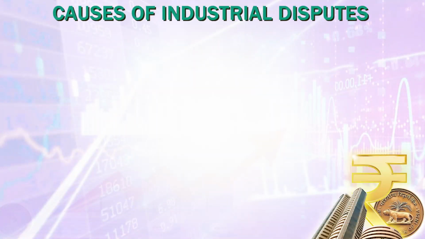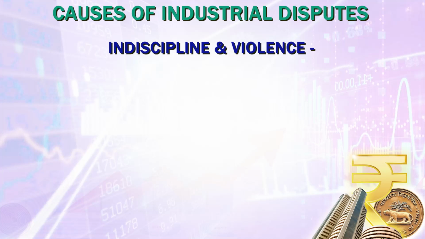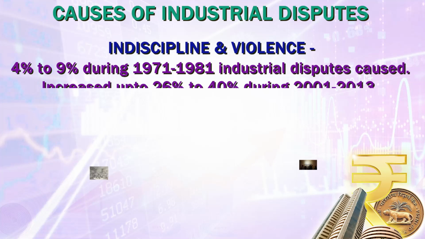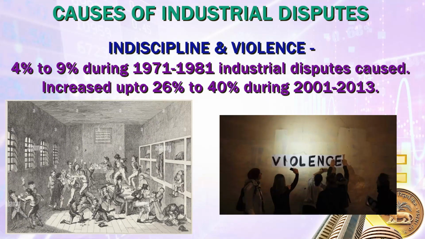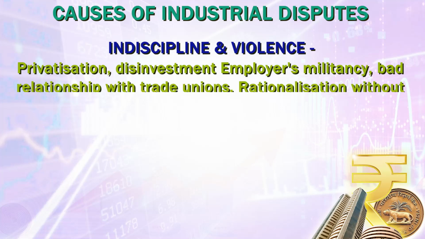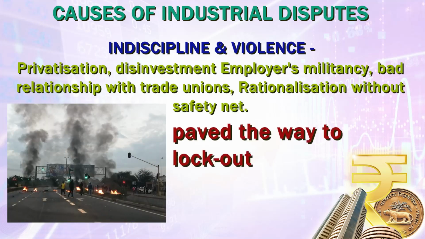The next point is indiscipline and violence, which was 7 to 9% in 1989 to 2013, and there is an increase in indiscipline and violence up to 26 to 40% due to violation of factory law and different labor laws. There is privatization and disinvestment, employees' militant attitude, and a bad relationship between the employers and the trade union, which again hampers the working condition of the industrial unit, and all of these result in industrial dispute.